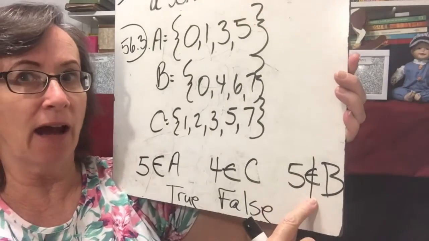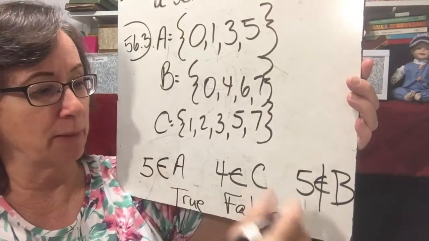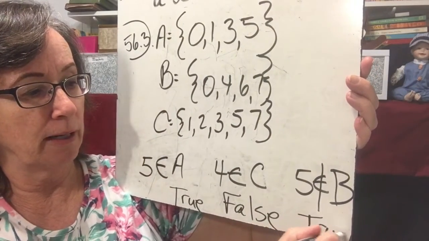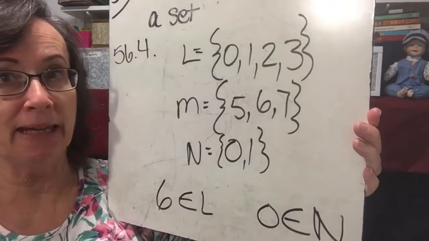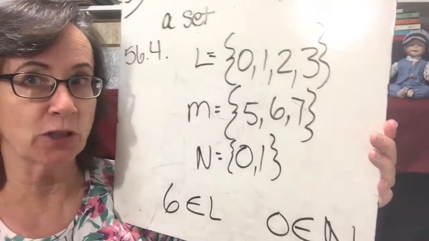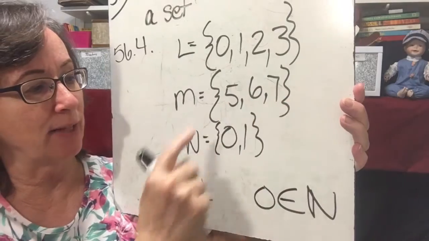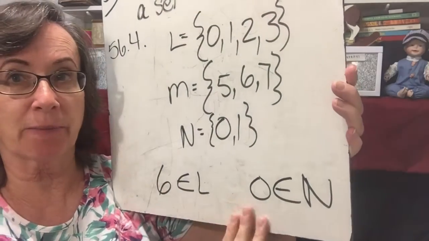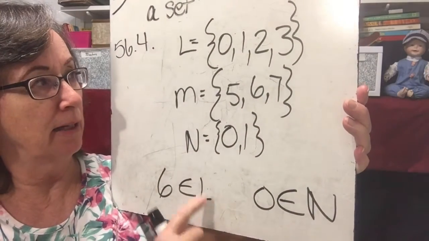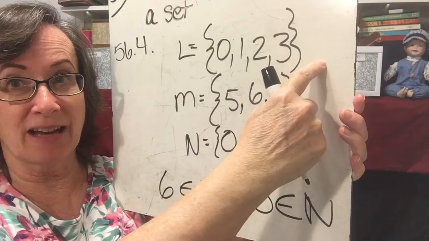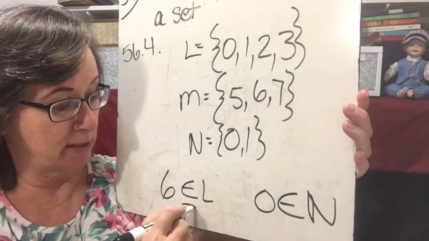Is 5 not an element of B? So here's B, and 5 is not an element of B, therefore it's true. These are logical statements, aren't they? So this is the last part of the B portion. We're still talking about membership in a set. So if L is 0, 1, 2, 3, and M is 5, 6, 7, and N is 0, 1, let's talk about the truth or the falseness of these statements. 6 is an element of L, so here's L, and 6 does not belong. Therefore, 6 is not a member of L. So we would say this is false.